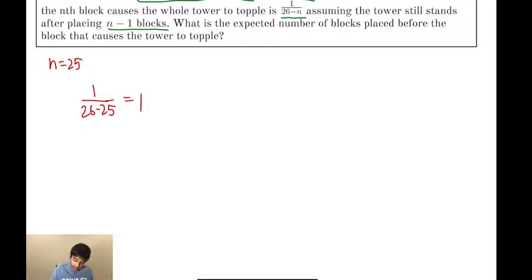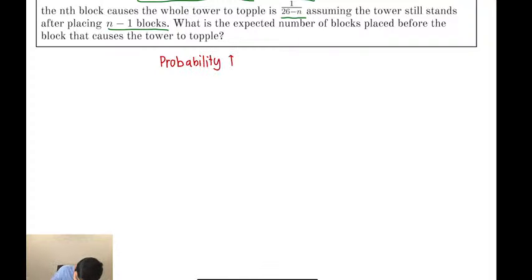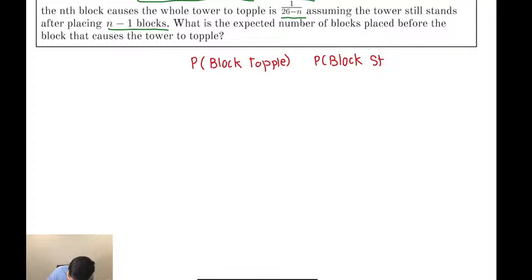Okay, now we're going to solve this problem. So let's start from the beginning. Let's make a table here. We'll have the probability of the block toppling, P of block topple, and then P of block standing, so that it will remain standing. And now I'm going to construct a table here.